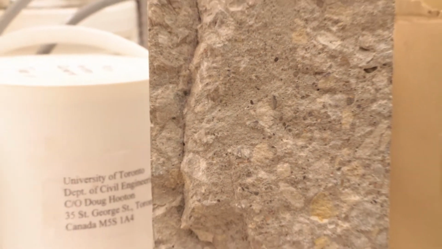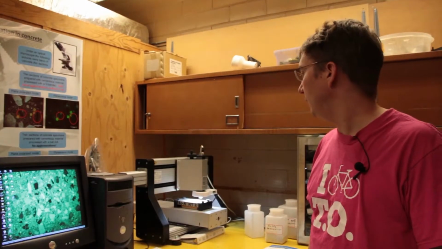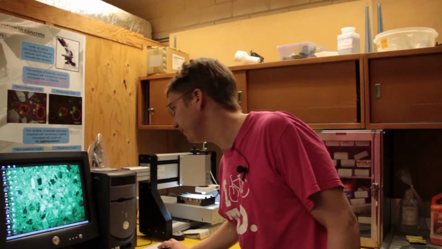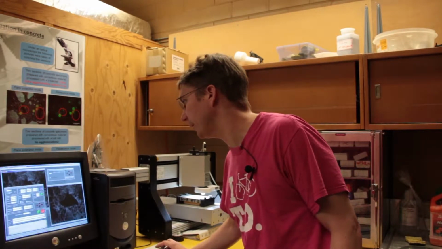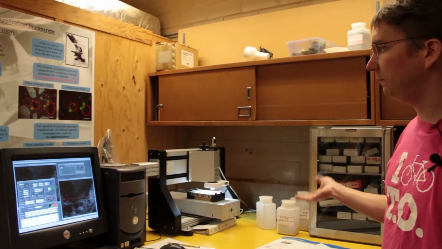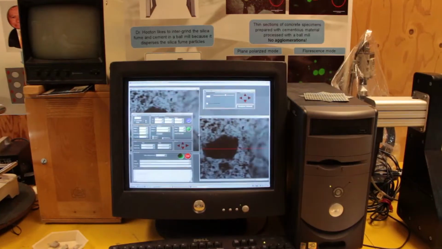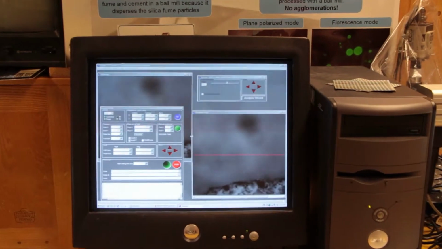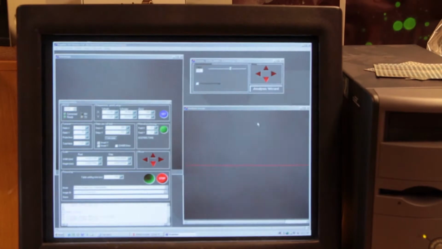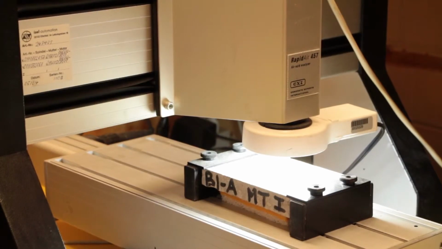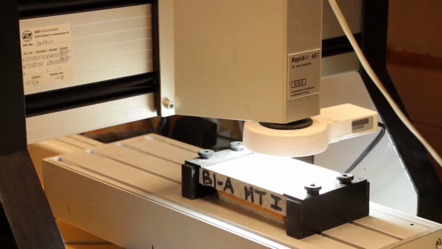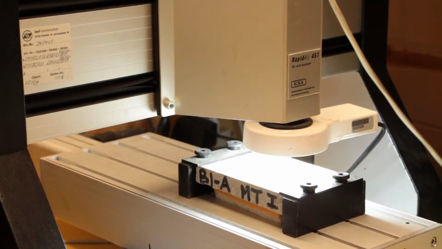One of the routine tests that's done for concrete is the counting of the air bubbles. And so this is a machine made in Denmark that just automatically goes through and collects all these images, and then at the end of the day, or the end of its 15-minute run or 10-minute run, it gives you all the air void size distribution and things like that.